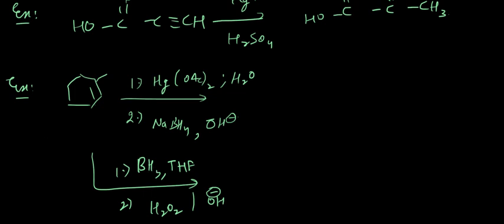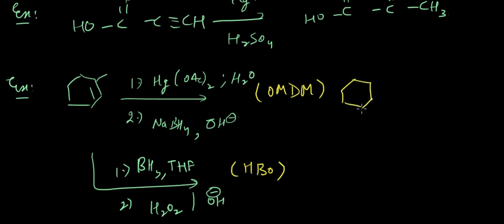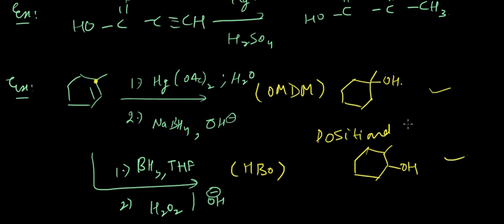So this is nothing but OMDM, and this is nothing but HBO. What happens in OMDM is addition of OH according to Markovnikov rule without rearrangement. So which is the more stable carbon atom here, or which will be the more stable compound here? This would be the Markovnikov product, and this would be the anti-Markovnikov product. These two are position isomers, or rather positional isomers.